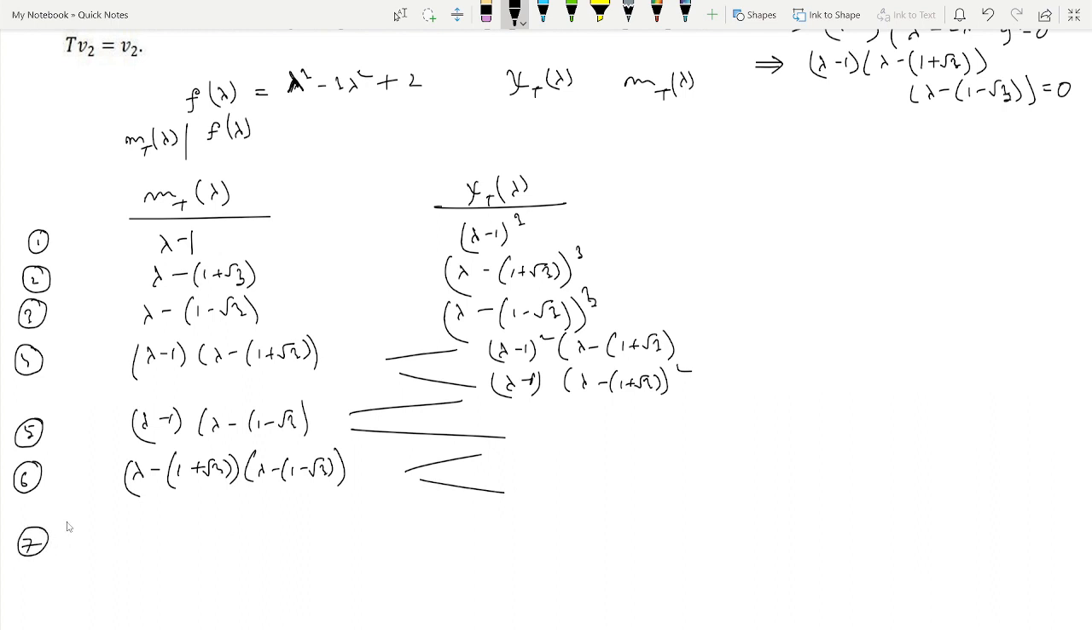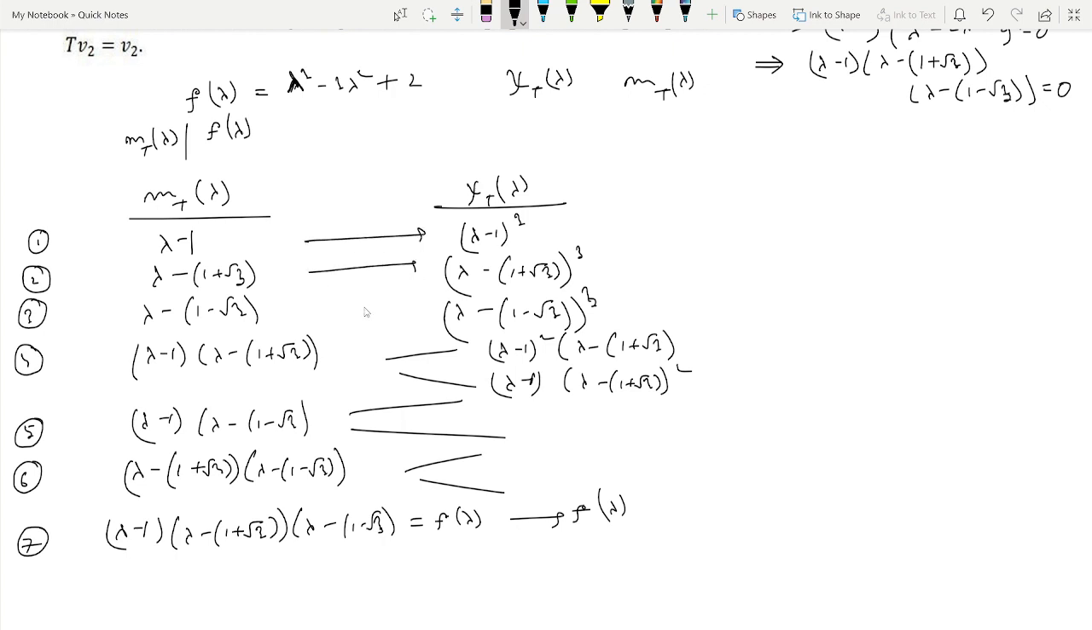Number 7, maybe f(lambda) is the minimal polynomial, that means this. So in this case, this is actually our f(lambda), and in this case chi_T(lambda) must be the same. So this is the case of all the possibilities for the minimal polynomial and the corresponding characteristic polynomial. So look at this, the cases for the minimal polynomial.